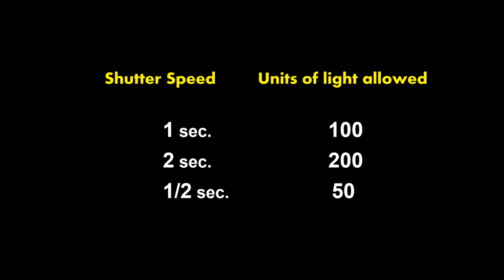Let us understand it further with this mathematical illustration. Say for example, for a shutter speed of 1 second, the time for which the shutter remains open, the amount of light allowed to enter is 100 units. Then for 2 seconds of shutter time, it will be 200 units. For a shutter speed of half a second, the amount of light allowed will be 50 units. And for 1/4 of a second, the light allowed will be 25 units, and so on. This doubling or halving of a shutter speed is called one stop.